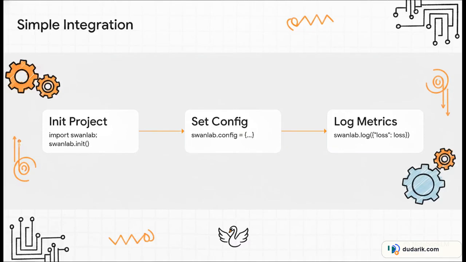Turning that SDK sensor on in your code is remarkably straightforward. It literally requires just these 3 minimal lines of code. You initialize the project, you pass your hyperparameters to the config dictionary, and you log your metrics inside your training loop. That completely replaces the complex, messy overhead of those custom loggers we talked about earlier.